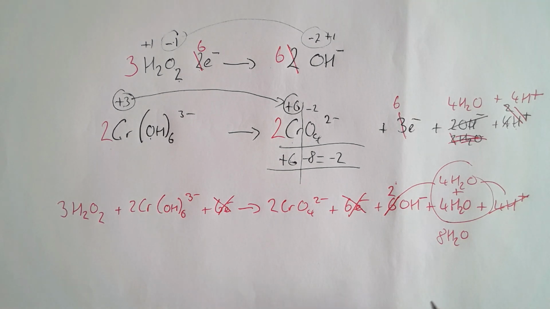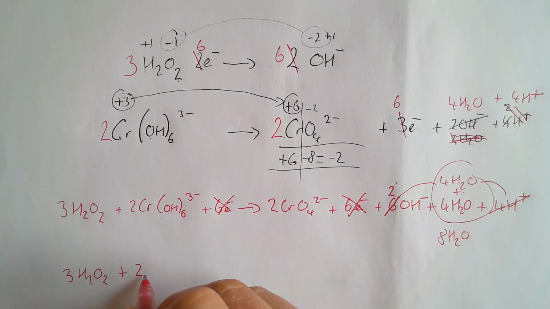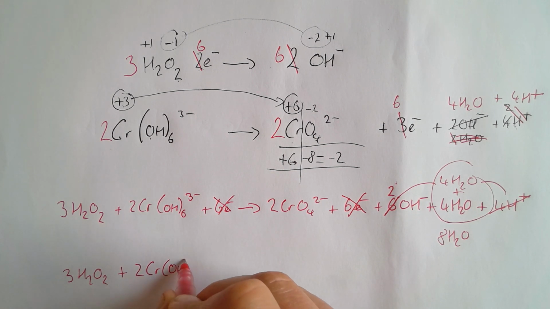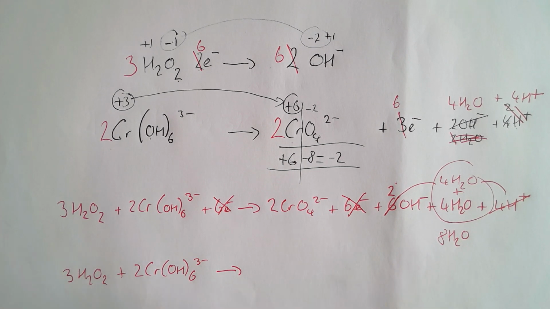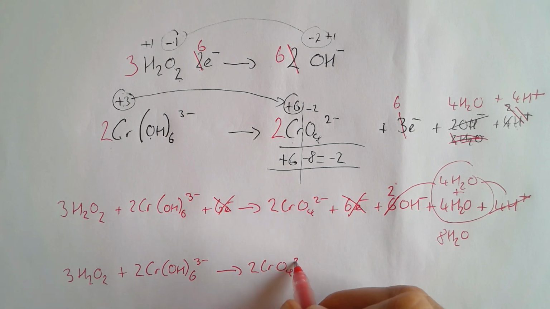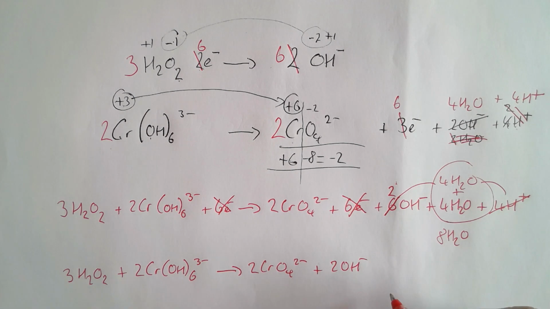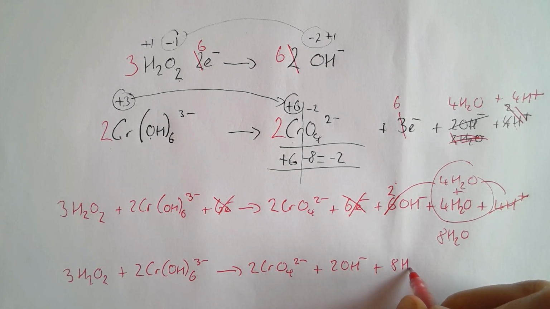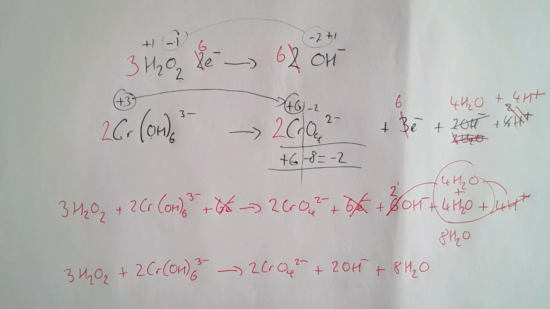And that just brings me back to that original equation that I wrote for you. So we now end up finally with 3 moles H2O2 plus 2 moles of the green chromium solution there. We end up with 2 moles of chromate, which is yellow. We end up with 2 moles of hydroxide and 8 moles of H2O. And that's what you should know for that box.